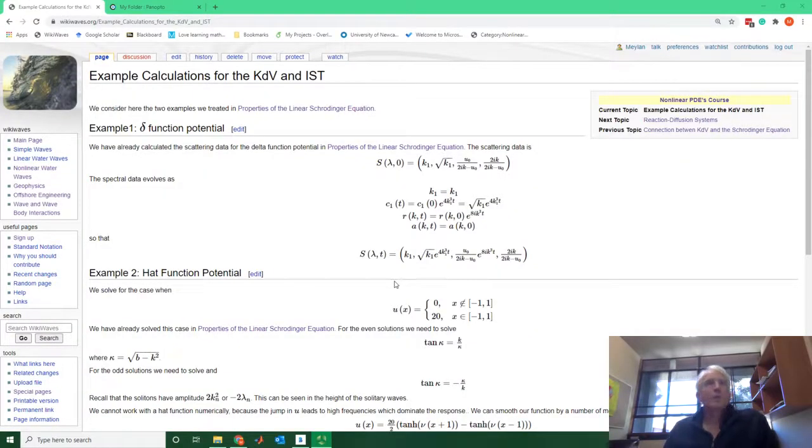Okay, so we're going to try and use all what we've worked out and come back and have a look at some calculations. This is actually something you have to do yourself, basically, do some numerical calculations and match them up. So I'm just going to read off the notes a little bit here, but there's the answer that we found for the delta function potential. So that's scattering data and that's how it evolves.